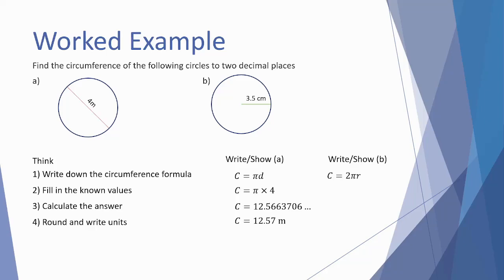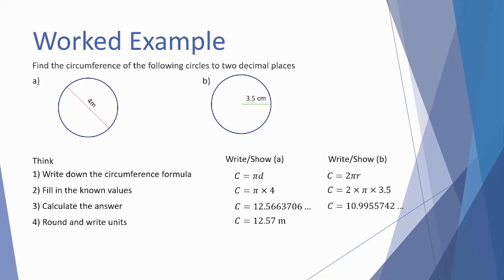And there it is, C equals 2 pi r. Next, I fill in the unknown values. I'm going to write it down as 2 times pi times 3.5 because that's the radius. And then I'm going to type that in my calculator again.